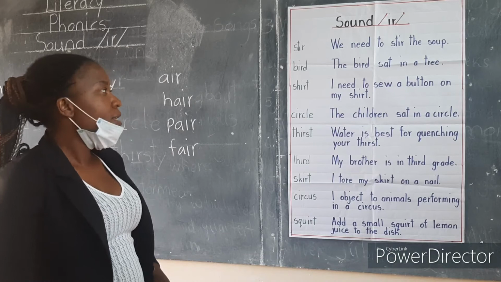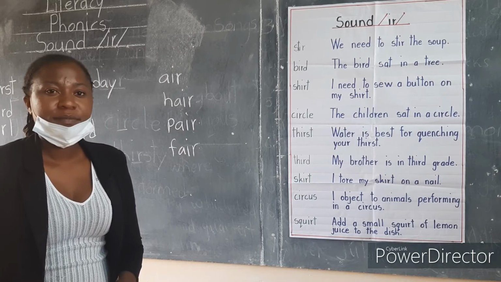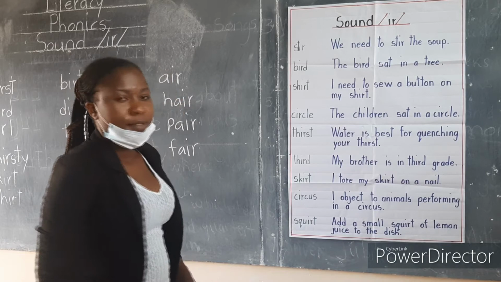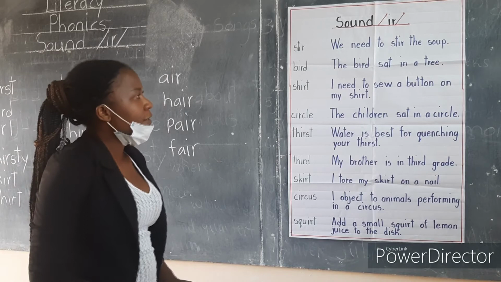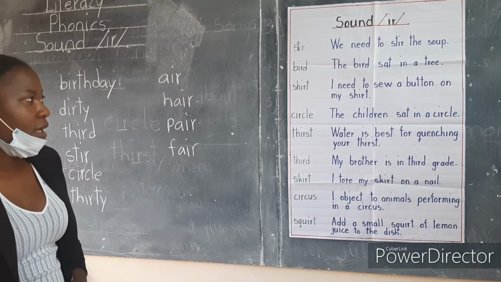The second word. Who can read the second word? Very good. The second word: bird. The sentence: The bird sat in a tree. The bird sat in a tree.